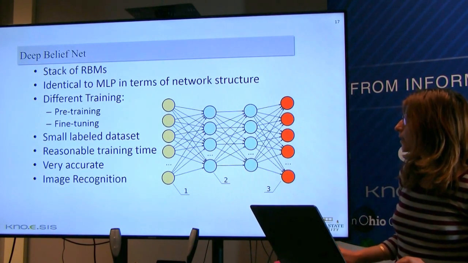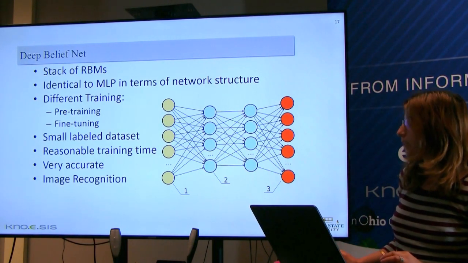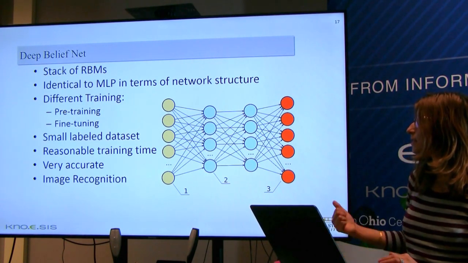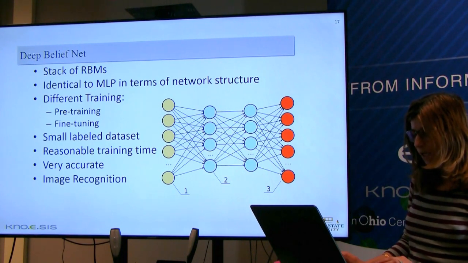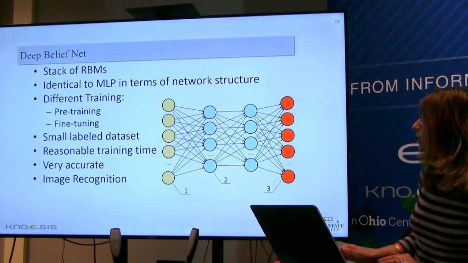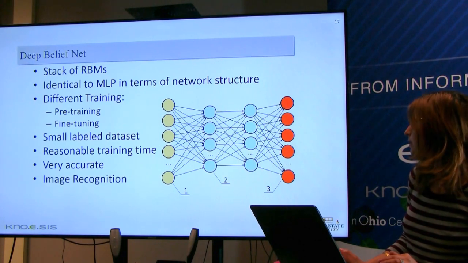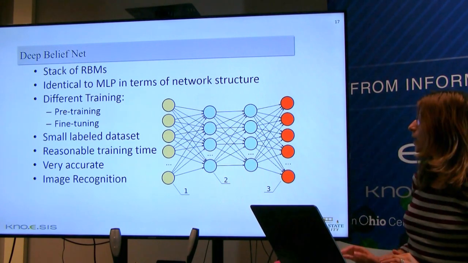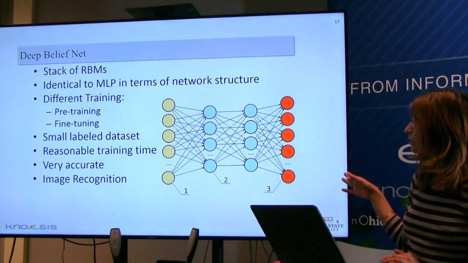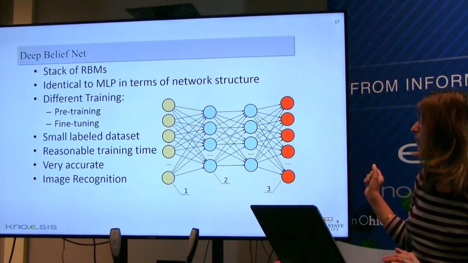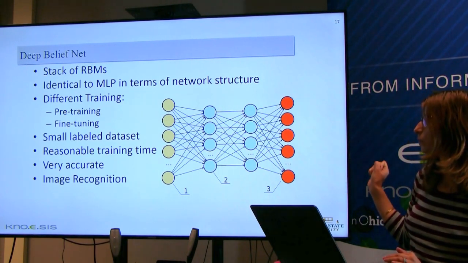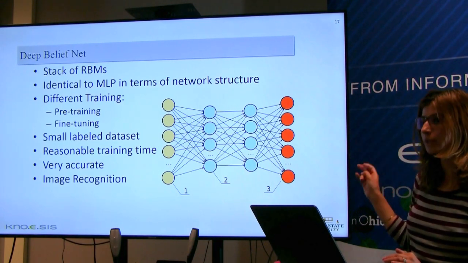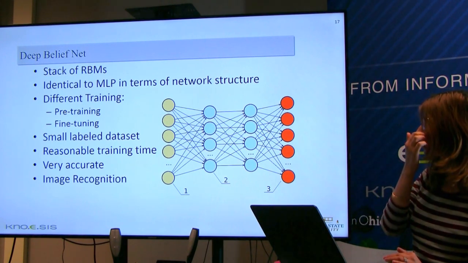Deep belief net is another kind of deep neural network that uses a stack of restricted Boltzmann machines that we saw before. In structure, it is identical to multi-layer perceptrons, but in terms of training, it is very different. First of all, it doesn't use backpropagation. Instead, it uses restricted Boltzmann machines. Second, we have two kinds of training: first, pre-training, and second, fine-tuning.